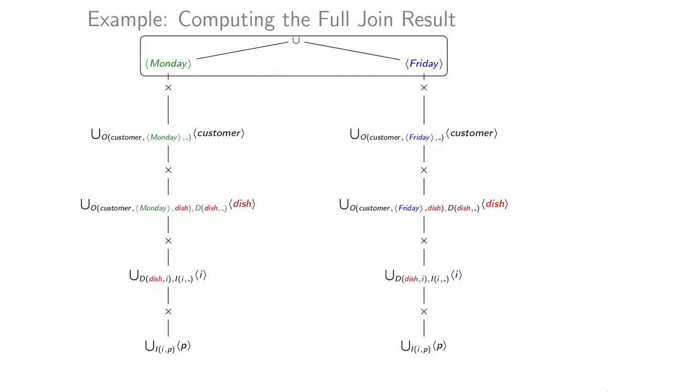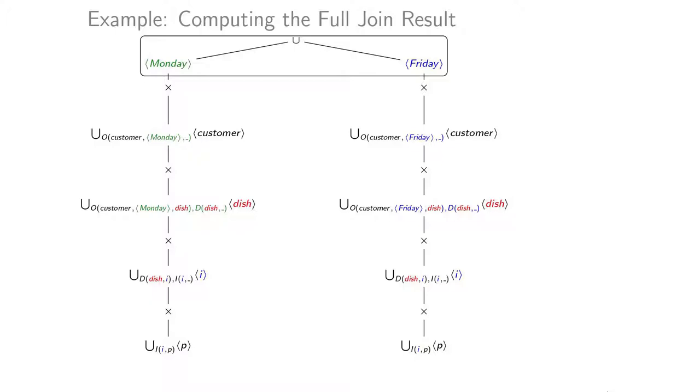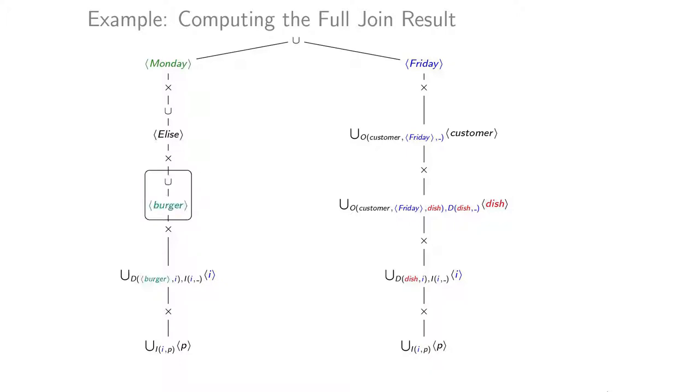So here you have, for instance, you want all the days from the order because you want to order by day first. So it's easy to get all the days. For each day, you then descend, and then you compute the customers for that day, and so on and so forth. And this is the way you basically compute the full join result.